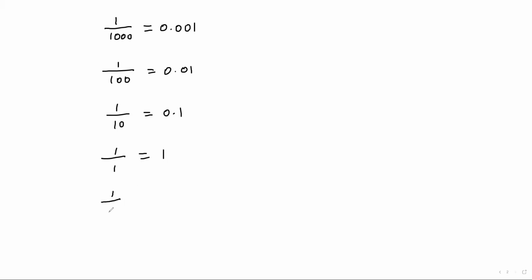Now I'm going to divide 1 by 0.1. The value of the fraction 1 by 0.1 is equal to 10. Okay, now I'm going to divide 1 by 0.01. It results in 100. I divide 1 by 0.001. It results in 1000.